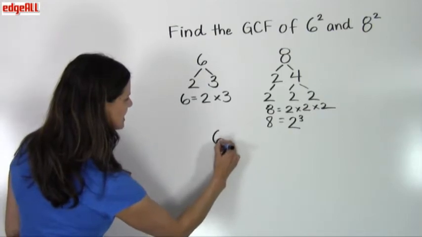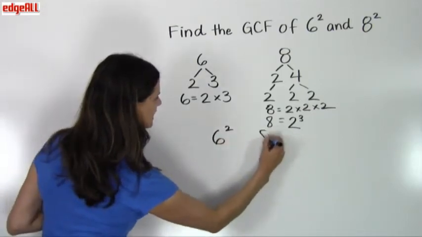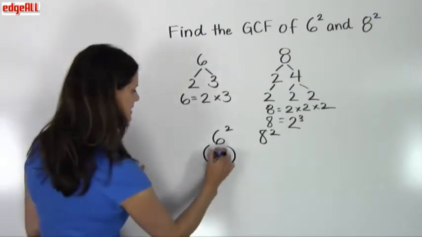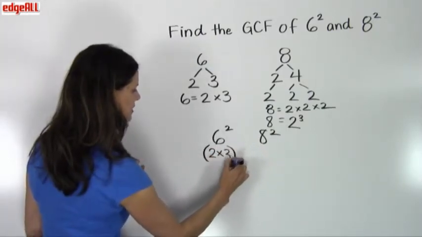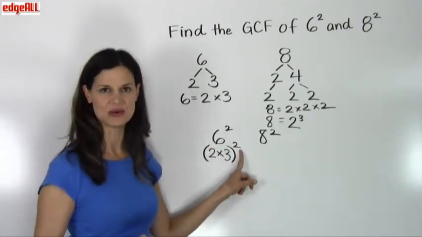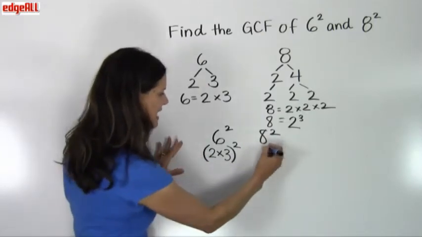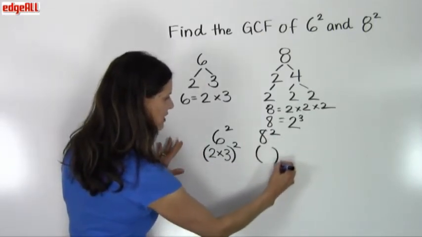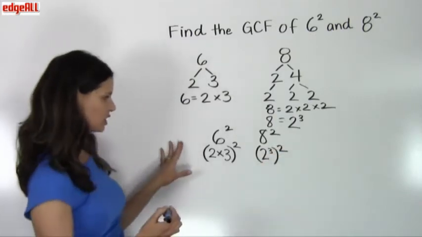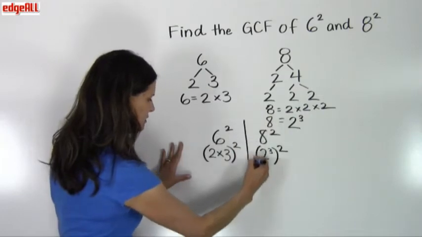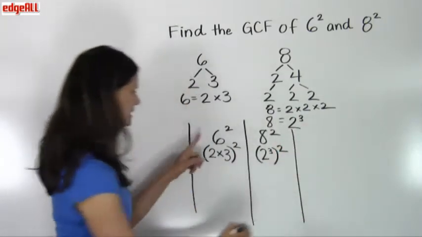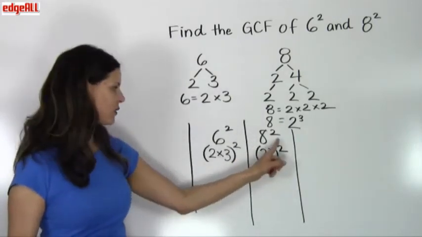So if I have my 6 squared and my 8 squared, then where I see a 6, I'm going to substitute 2 times 3. And I don't want to forget now to raise that to the power 2. And then with my 8, I'm going to substitute a 2 cubed, and that's raised to the power 2. I'm going to draw a line here between the middle so that we can see that we're working on 2 different numbers. We're working on 6 squared and 8 squared.